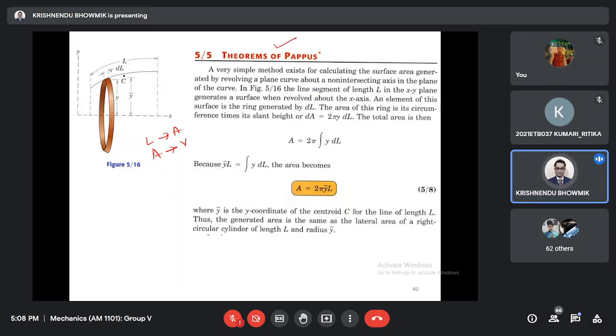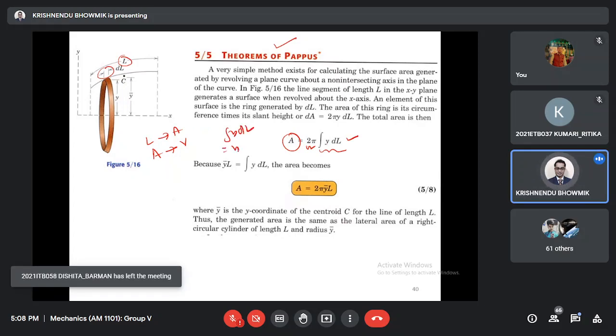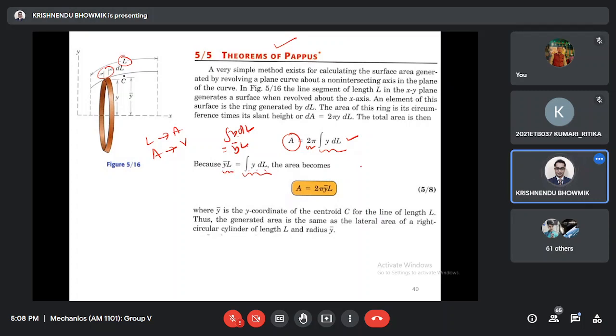It says that if we have a total length L, with dL being the element I am talking about, and we rotate by 2 pi, then the total area will be 2 pi integral y dL. Integral y dL is nothing but y bar L, as we have learned before. Due to this relationship, A equals 2 pi y bar L, or volume equals 2 pi y bar A.